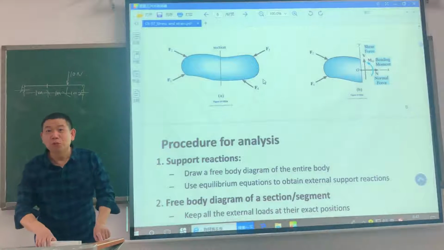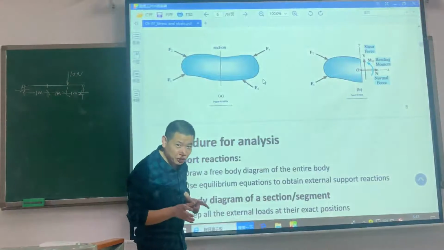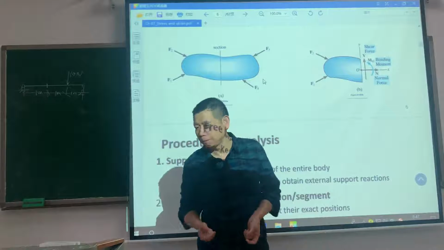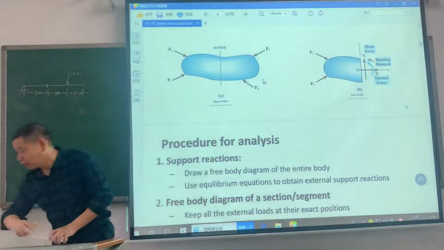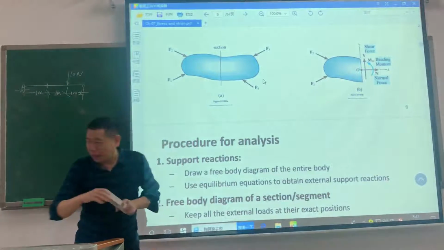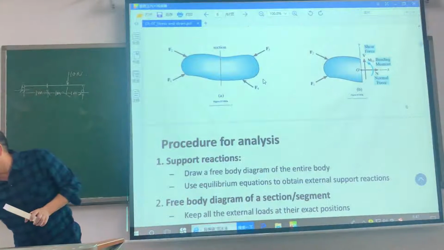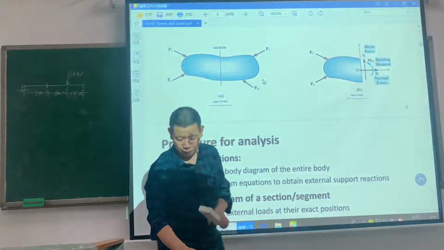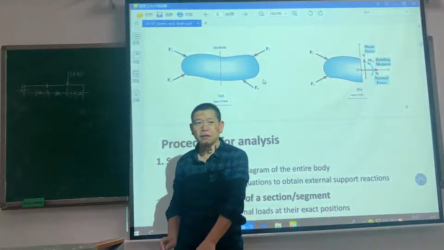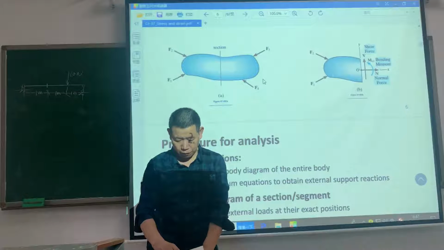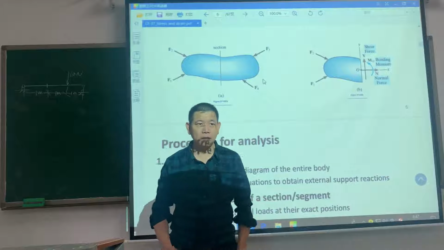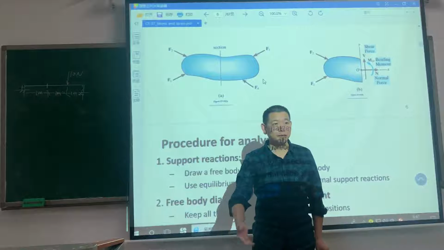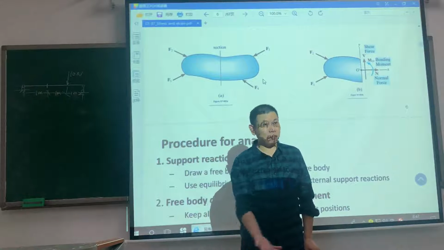Most bridges are simple support beams. It means there is a pad, and another pad. Place the beam on the pads. It's a bridge. Yes or no? It's a simple support beam.